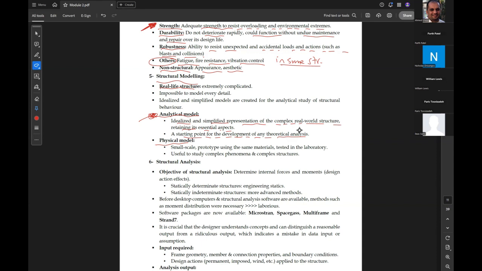The physical model is a small-scale prototype using the same material, tested in the lab, useful to study complex phenomena and complex structures. So our focus will be on the analytical models.